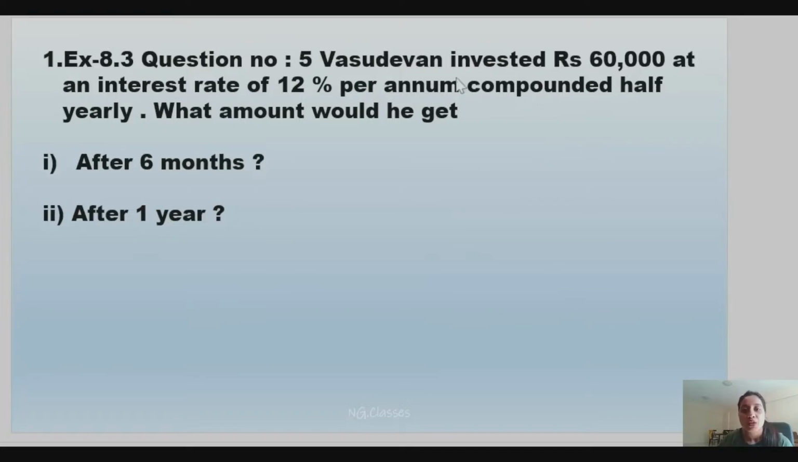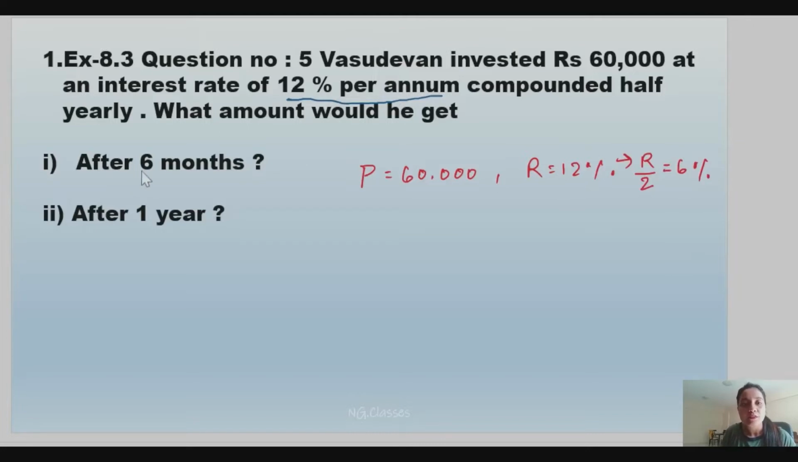That is, Vasudevan invested rupees 60,000 at an interest rate of 12% per annum, compounded half yearly. So this is the rate per annum for 1 year, but it is compounding half yearly. What amount does he get after 6 months? Here principal is given as 60,000. Rate is given as 12%. But since the rate is compounding half yearly, we will take R by 2. Okay, that means 6%.